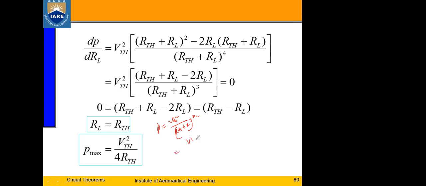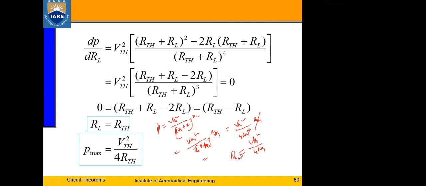Substitute that VTH is equal to RTH. You will get it as 2 RTH whole square, right, into RL. So what's the value you are going to get? This as RTH, this as RTH. So you get VTH square by 4 RTH square into RTH. So the square and this get cancelled, and you get VTH square by 4 RTH. So this is how you get the value of maximum power, right?